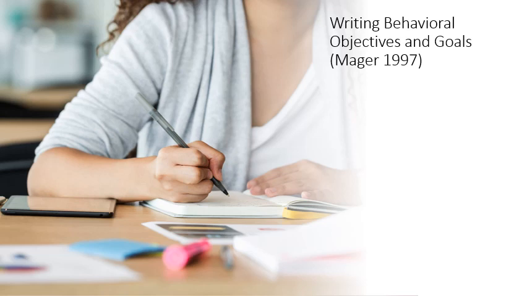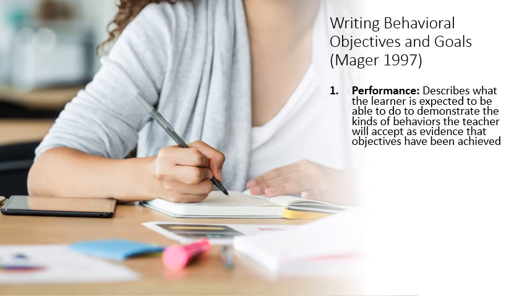According to Major, the format for writing concise and useful behavioral objectives includes the following 3 important characteristics. Number 1, performance. This describes what the learner is expected to be able to do to demonstrate the kinds of behaviors the teacher will accept as evidence that objectives have been achieved. Activities performed by the learner may be observable and quite visible, such as being able to write or list something, whereas other activities may not be as visible, such as being able to identify or recall something.